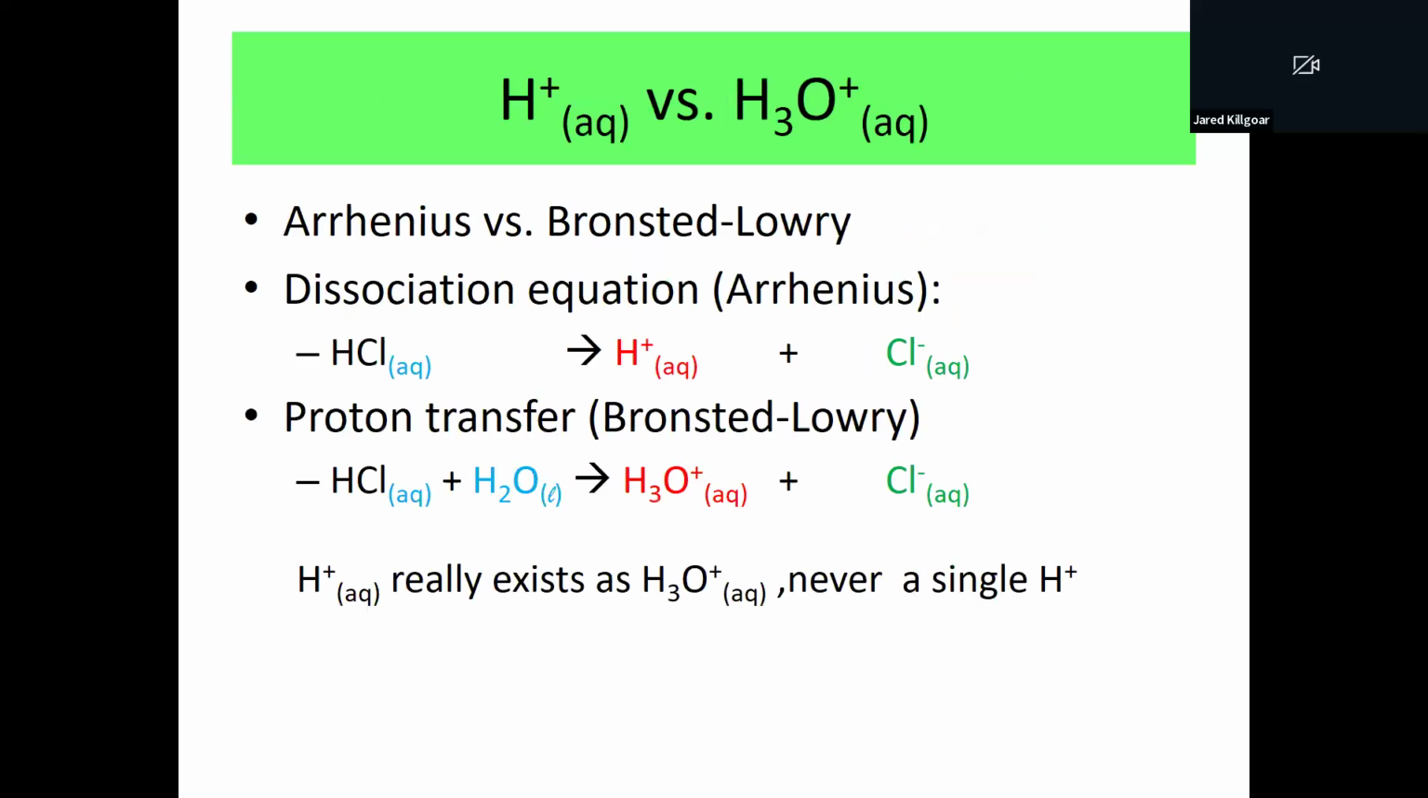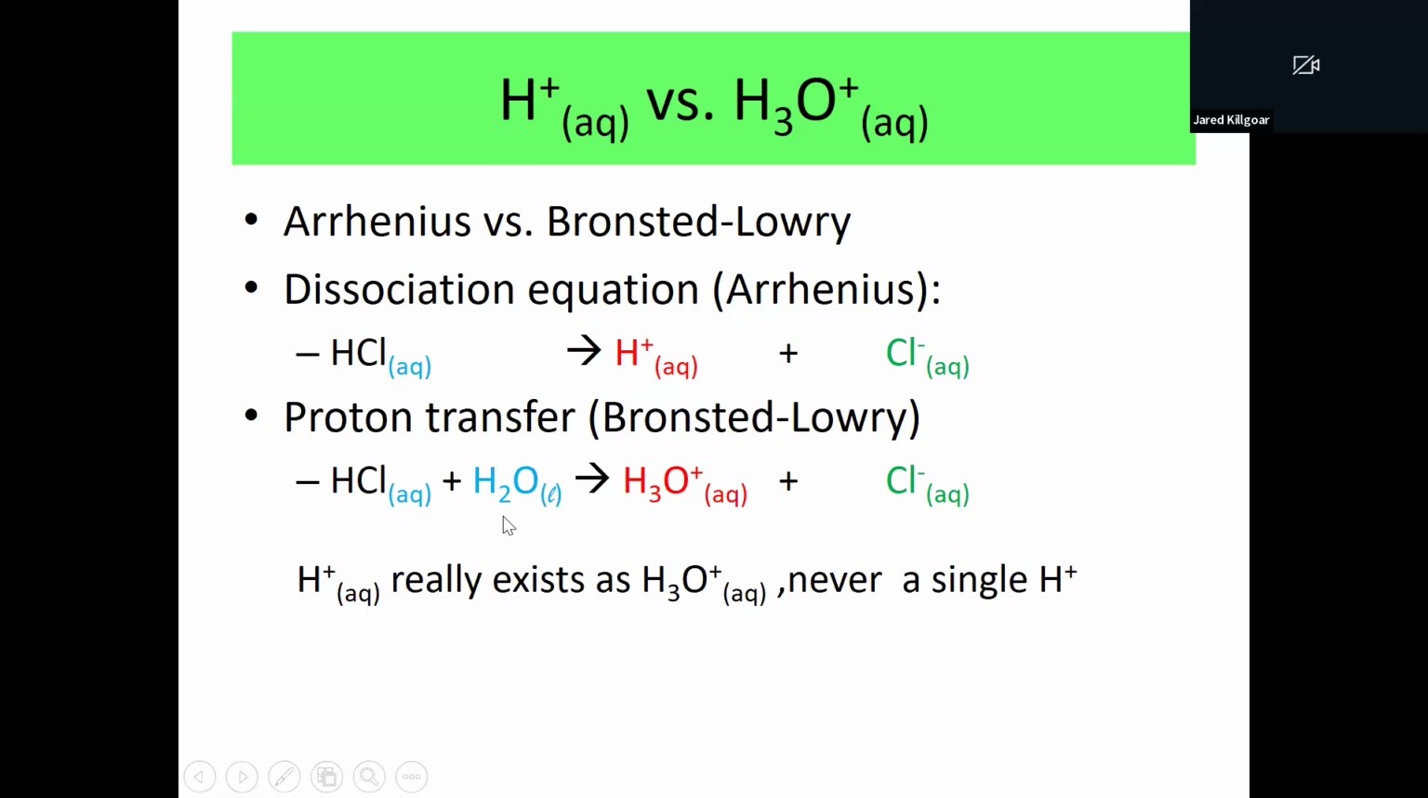So just a little quick thing about why we can include all of the Arrhenius acids and bases in the Bronsted-Lowry definition as well. You think about your dissociation equation where HCl aqueous, meaning aqueous, yields hydrogen ions plus chloride ions in aqueous solution. That's the Arrhenius way, the dissociation equation.